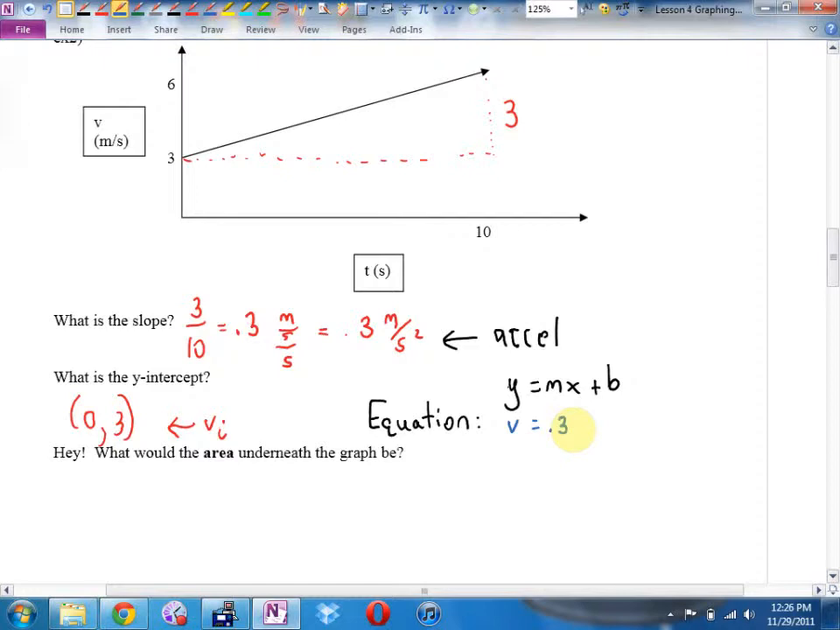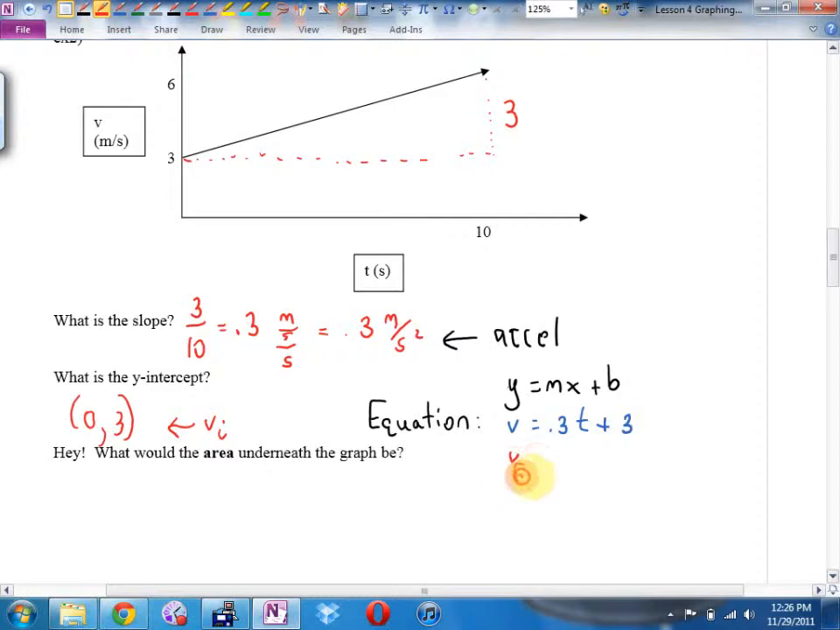Plus, keep going, Shannon, b is the y-intercept. What was the y-intercept as a number? 3. By the way, look up. Can you see v final equals at plus v initial? That's actually vf equals vi plus at in disguise. That's where it comes from. There it is. Hey! It says right here.